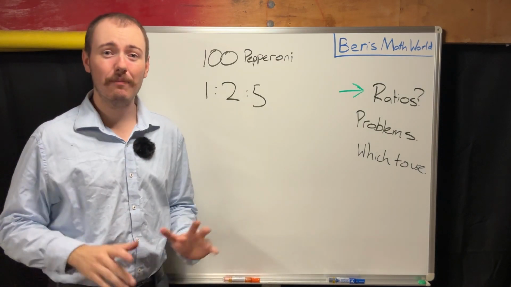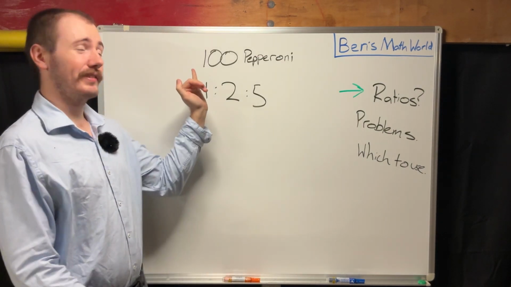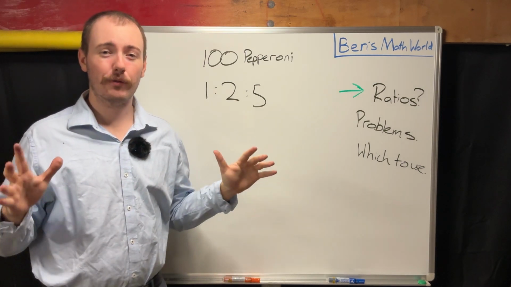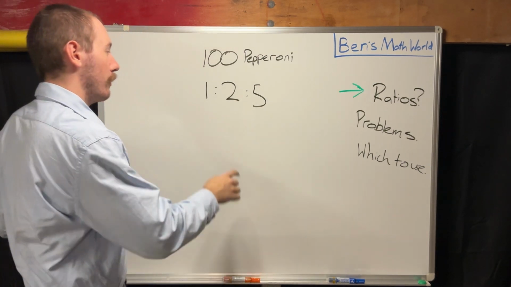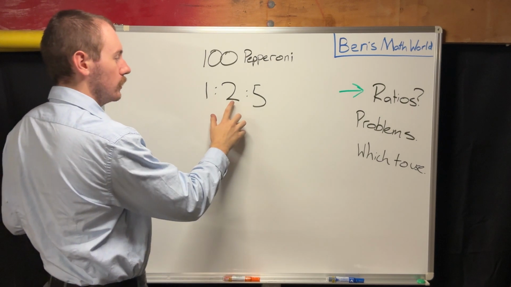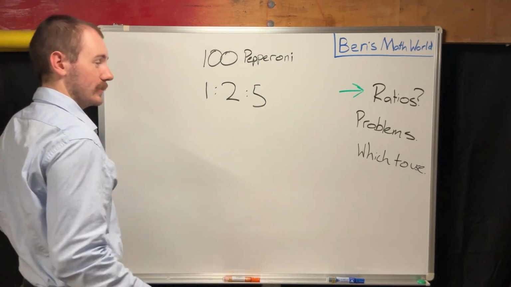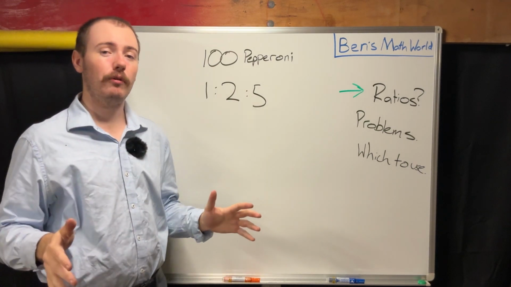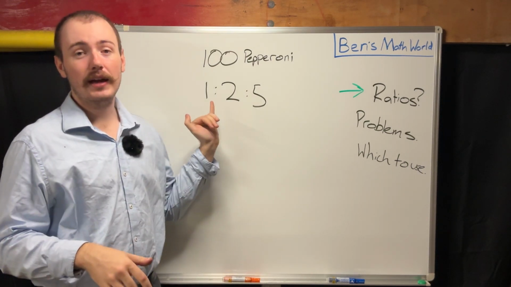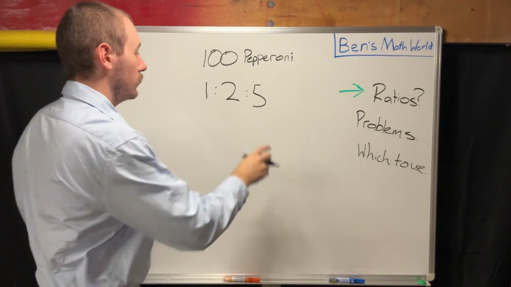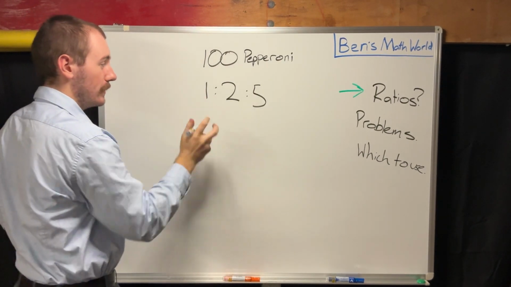So here's our problem. Our manager of our pizza restaurant wants us to make 100 pepperoni pizzas, and he wants us to lay out all the ingredients before we start doing it. Now we have a ratio of 1 pizza to 2 handfuls of cheese to 5 pepperonis. Now we need to work out how many pepperonis we need, how many handfuls of cheese we need, and how many pizzas we need.